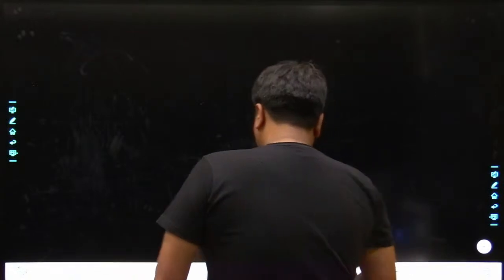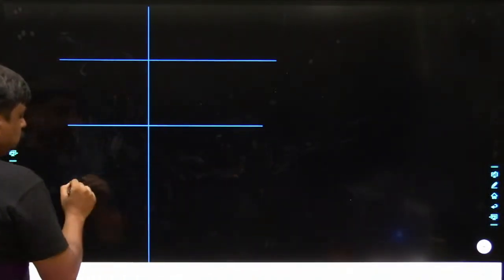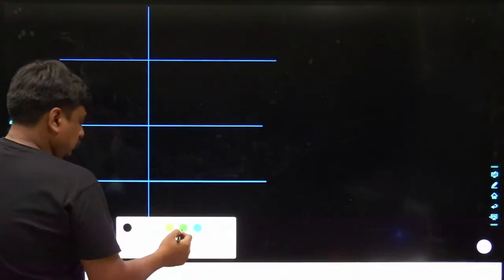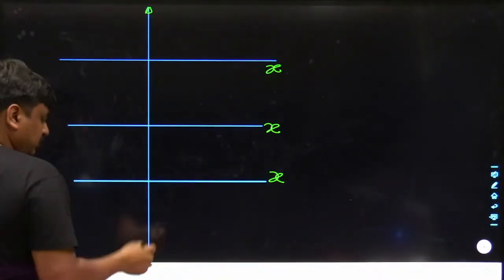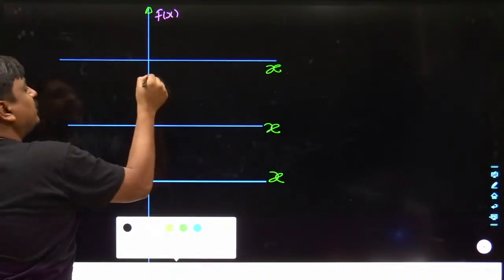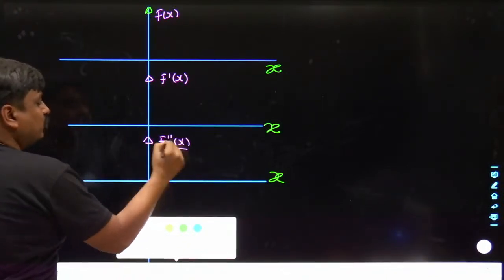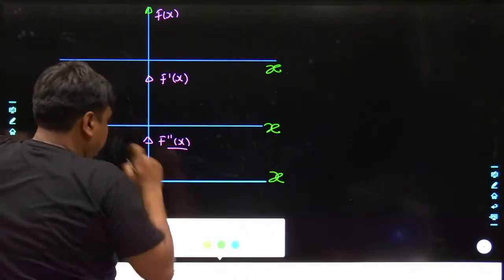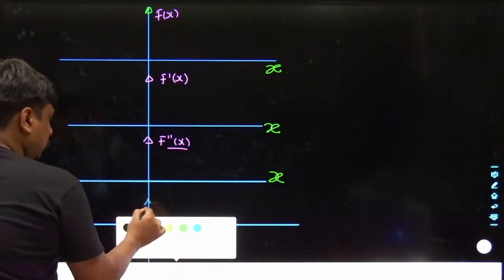Let me draw the curve by myself, how the curve would look like, that you can see over here. Let's take this as the x-axis, and this as the y-axis. At the very beginning, this axis is dedicated towards f of x, this towards f dash x, and this towards f double dash x. End of the day, I would dedicate another plane for f triple dash x.